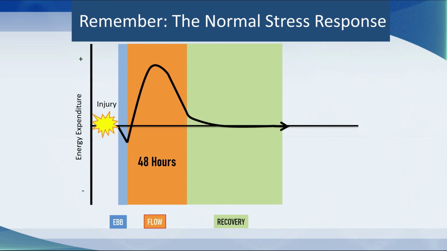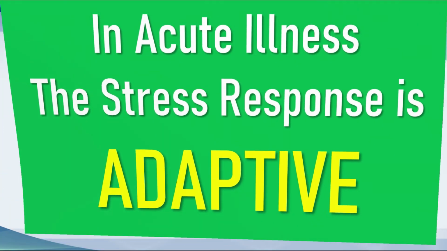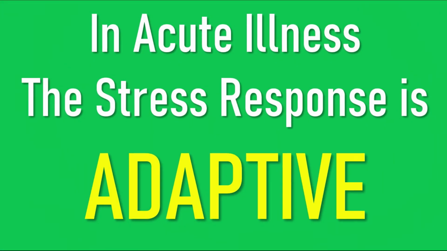And this acute stress response is fully adaptive. It's supposed to happen. It's how we evolved. It's a mechanism that our body developed to keep us alive when we were injured. And it works really well most of the time and really successfully, and that's why we're still alive.